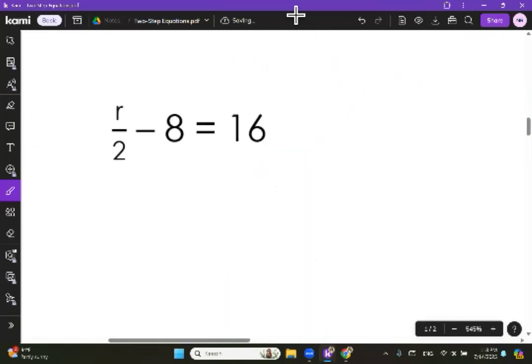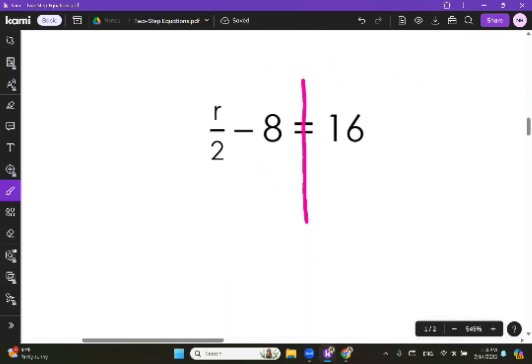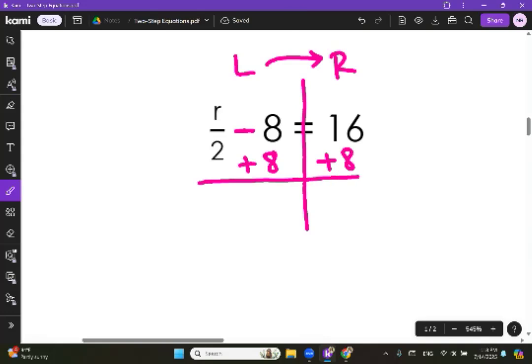Number 3. Draw your line, label your sides. Letters on the right, on the left side, I saw the R. Letters on the left side, move the numbers to the right. Between 2 and 8, 8 is the one that is not attached. That is your constant. A minus 8 changes to a plus 8. Draw your line to complete the step and clean up your equation. We didn't do anything with R over 2, so we're going to leave it that way.